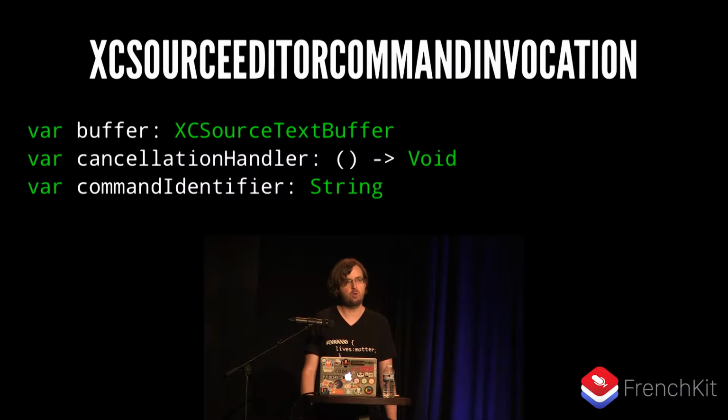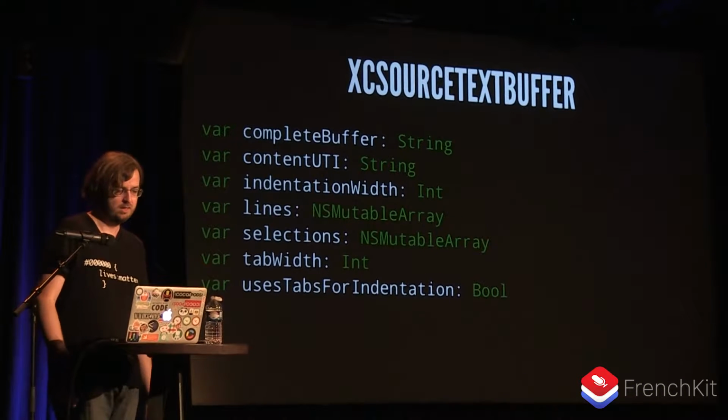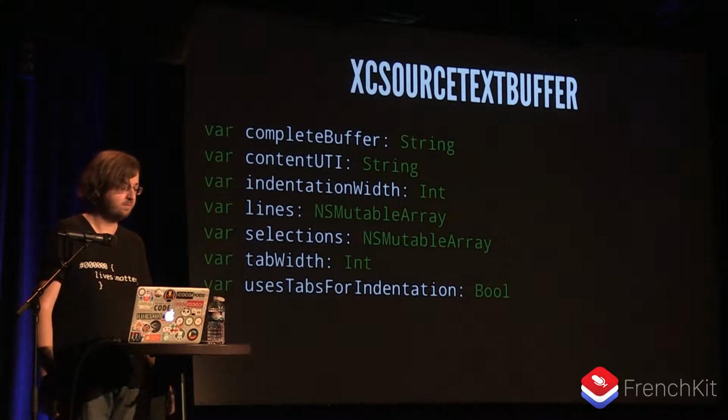Basically, each menu command has an identifier, and you can choose how to structure your extension. You can have a class for each command, or you can use the command identifier to have multiple commands in one class, and then distinguish by looking at this identifier. So the XCSourceTextBuffer has a bunch of properties. It has a string, which is the complete buffer. That is the whole content of the file.